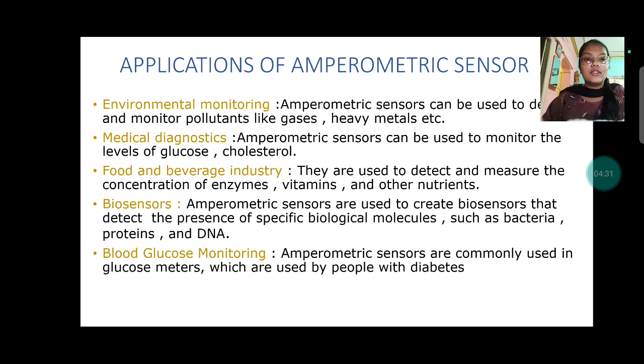Food and beverage industry: they are used to detect and measure the concentration of enzymes, vitamins, and other nutrients. Biosensors: amperometric sensors are used to create biosensors that detect the presence of specific biological molecules such as bacteria, proteins, and DNA. Blood glucose monitoring: amperometric sensors are commonly used in glucose meters, which are used by people with diabetes.